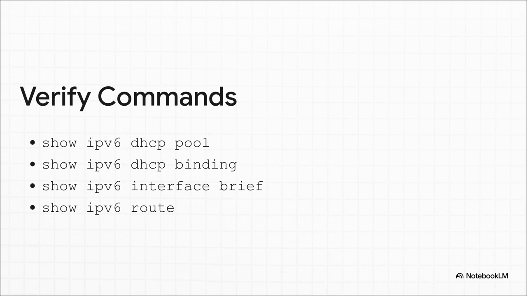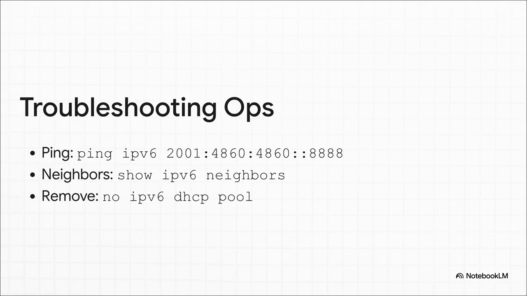Oh, and here's a fun technical nuance. In IPv6, it tracks these bindings by the client's DUID, that's the DHCP unique identifier, rather than just a simple MAC address. It provides way better tracking for modern devices that have multiple network interfaces. Now, if things aren't working, hey, it happens. Don't panic. Here are your handy troubleshooting tools. Use ping IPv6 to verify your basic end-to-end connectivity across the network. Use show IPv6 neighbors to verify the neighbor discovery process is actually functioning on the local link. Seriously, if you're from the IPv4 world, this command completely replaces the old show ARP command, proving that your layer 2 to layer 3 mapping is working via ICMPv6.